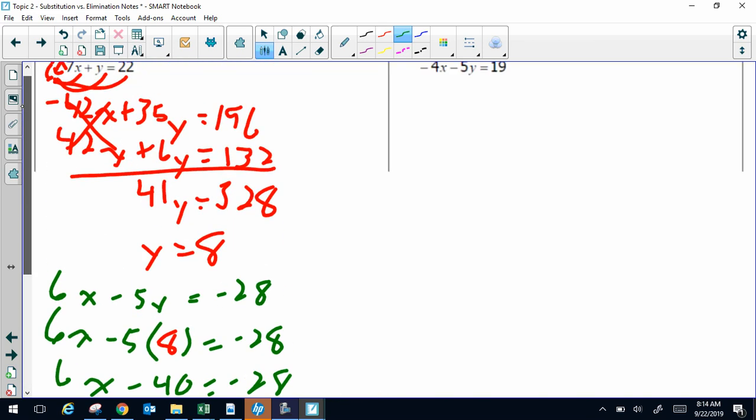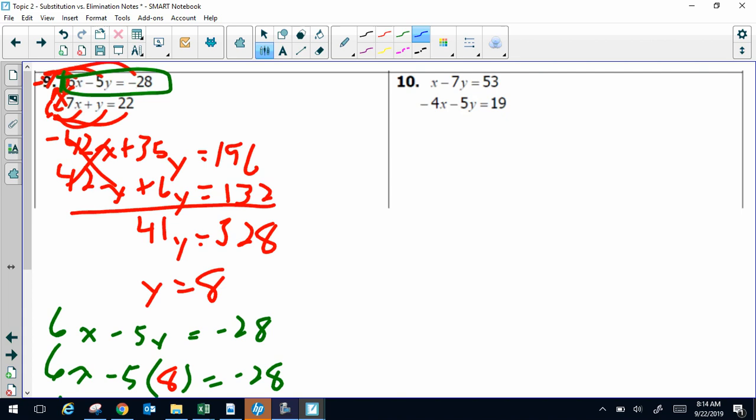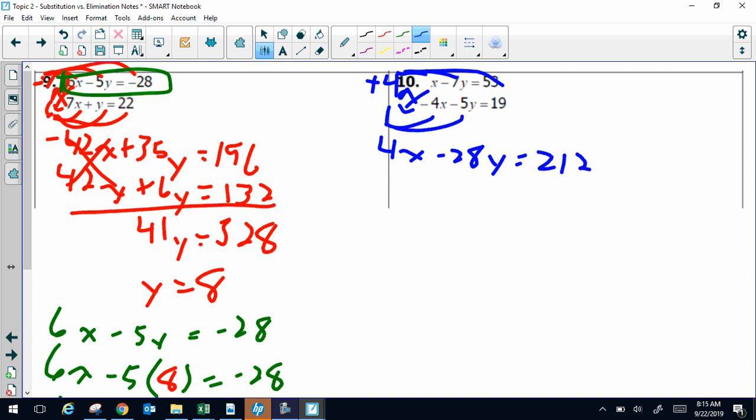Okay, do another one. So again, take the coefficient that's in front of the first one, it's negative 4. Take the coefficient in front of the top one, it's positive 1. Always change the sign of the top one. So now we're going to make that 4 positive. So we're going to distribute. So you get 4x minus 28y equals 212. Then distribute the bottom one. You get negative 4x minus 5y equals 19.